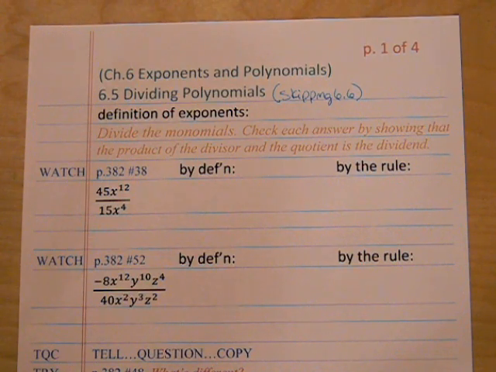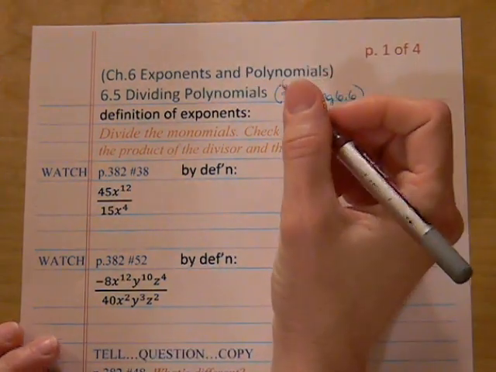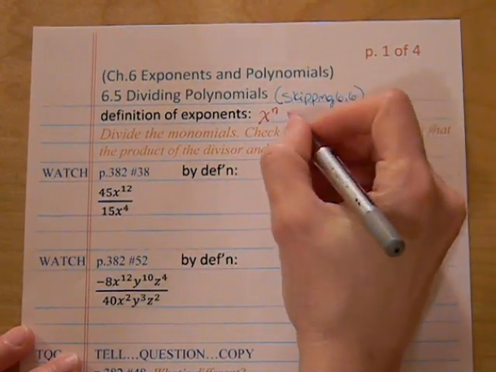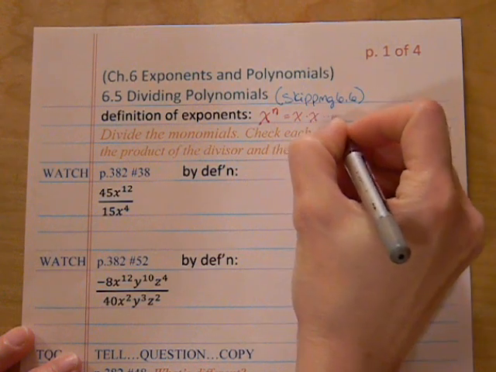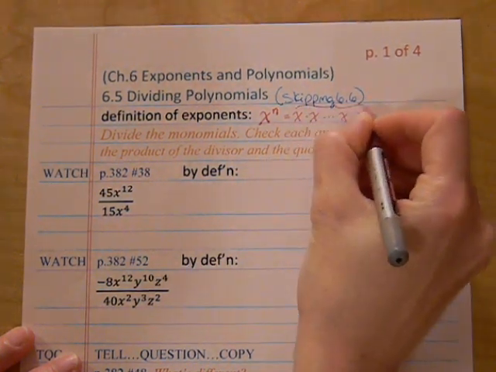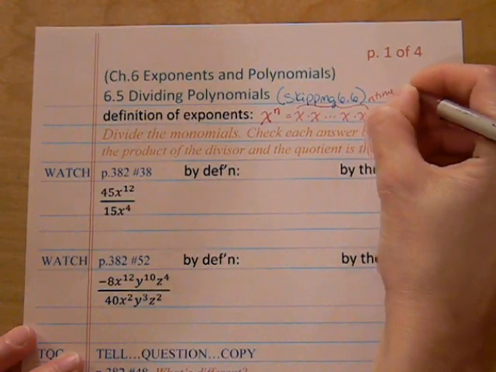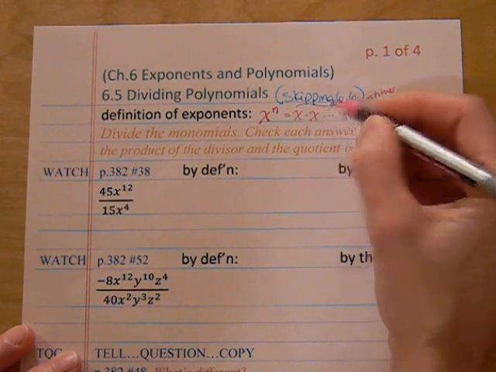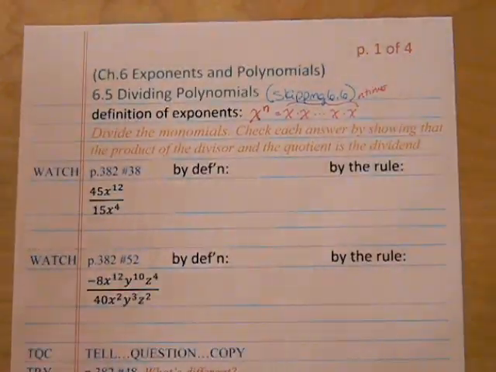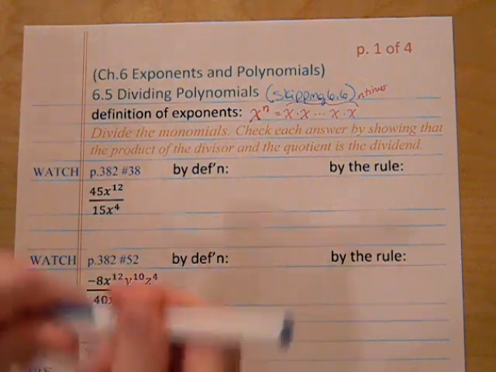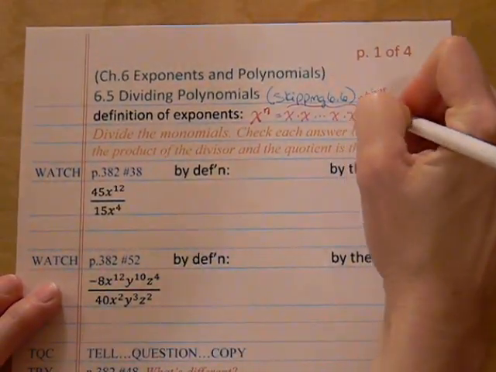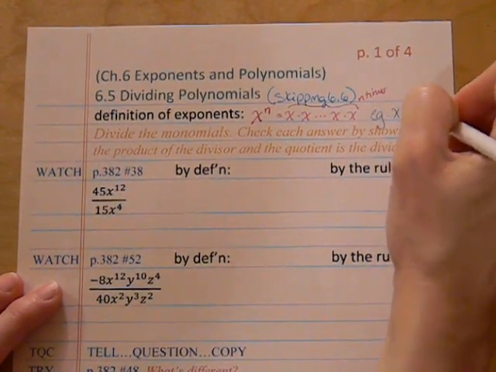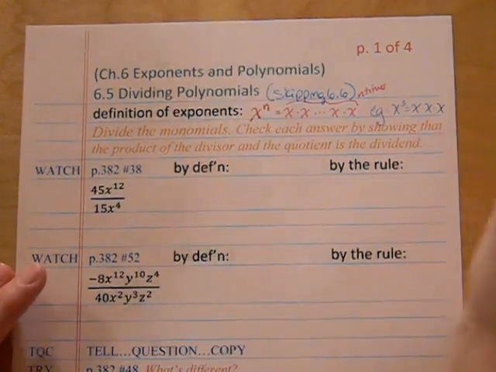Let's recall the definition of exponents, which is if you have x raised to an exponent, say, of n, that means that you're multiplying x times itself n times. So x to the fifth would be x times x times x times x times x. Another example would be x cubed, which by definition is x times itself 3 times, x times x times x.